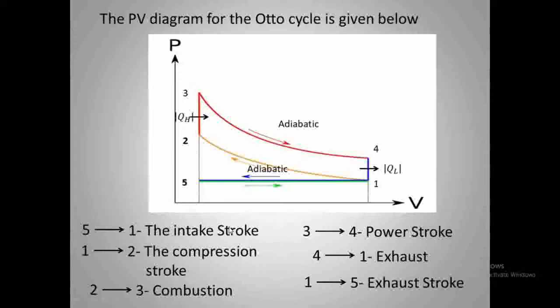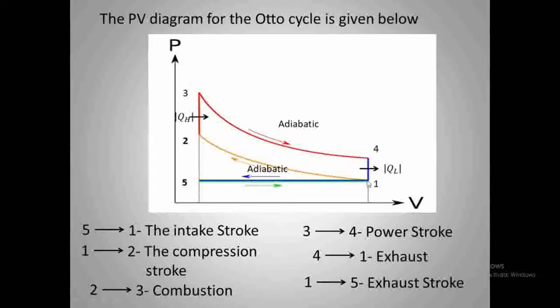Intake stroke means the pressure is constant. That pressure is the atmospheric pressure. During the intake stroke, the pressure remains constant, equal to the pressure of the atmosphere. So 5 to 1 is a constant pressure process, or an isobaric process. 5 to 1 is the intake stroke. The volume of the chamber is increasing. The pressure is that of the atmospheric pressure.